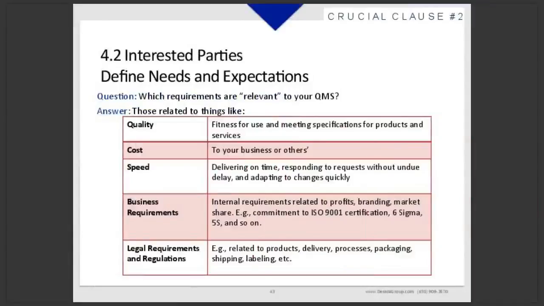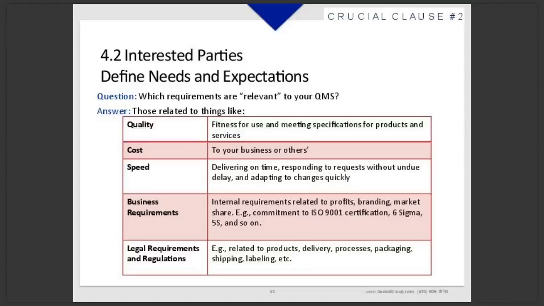So you need to define the needs and expectations of interested parties. They have needs for quality, cost, and speed. Obviously your customers and your employees have needs in those areas. Your business itself has needs and expectations, such as maintaining ISO certification or maintaining a 5S shop. And then there are legal requirements and regulations. You would need to define what those are for your customers.